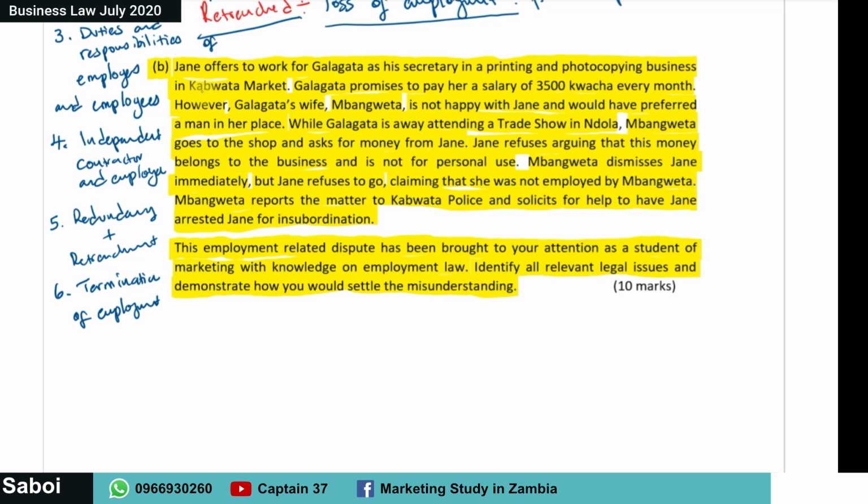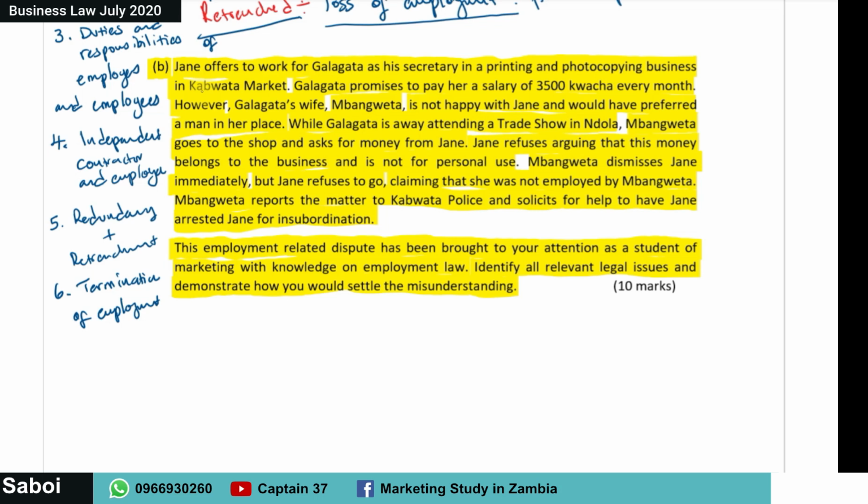Let's get back to this particular situation. To summarize it, Jen works for Galagata. Mbangweta, who is Galagata's wife, is not happy with Jen. She would have loved that the husband employed a male, maybe because she wants to see men with muscles and big voices. We don't know why she wanted to be like that. So now she's not happy with Jen. Galagata goes away, and Mbangweta says, now I'm going to fix her.